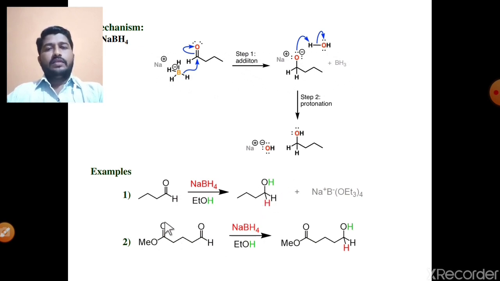Same, there is a second molecule, a bifunctional molecule. There is one aldehyde group and a second, ester group, but sodium borohydride is a chemoselective reagent. It reduces only the carbonyl functional group, meaning only aldehyde and ketone. It does not react with other functional groups like ester or acid. Only the aldehyde group is converted into its corresponding alcohol. There is no reaction between this ester and sodium borohydride.